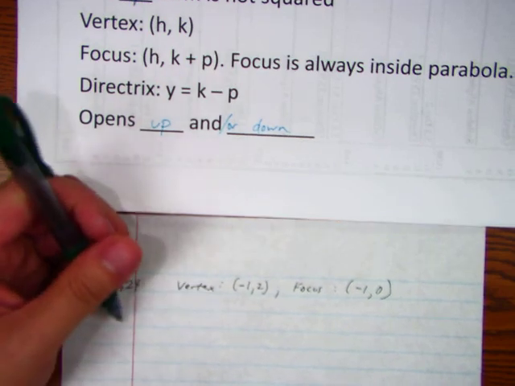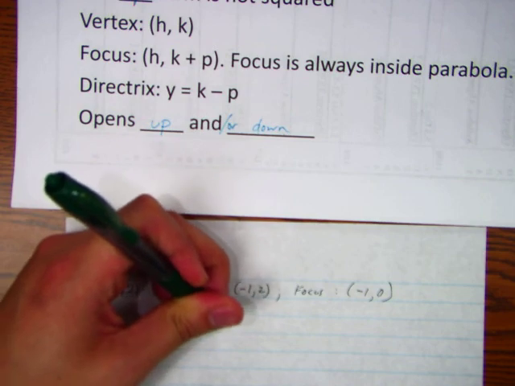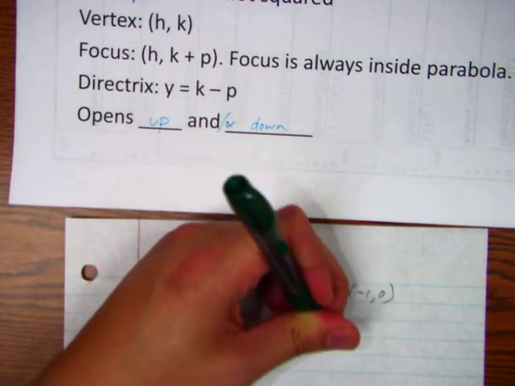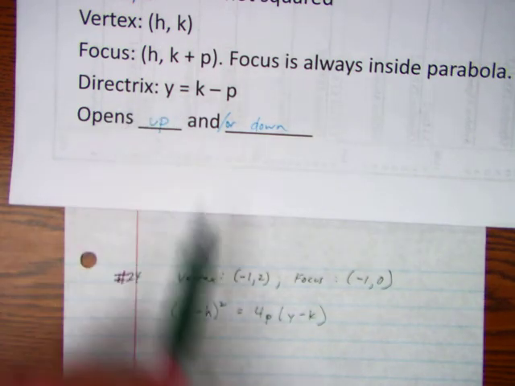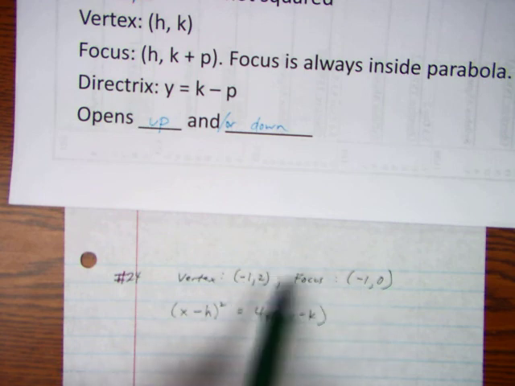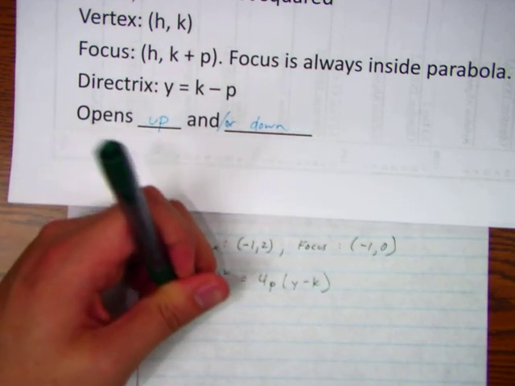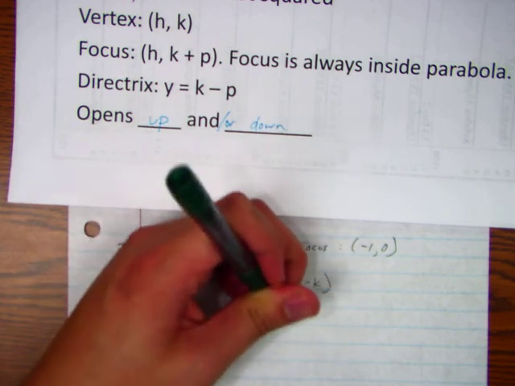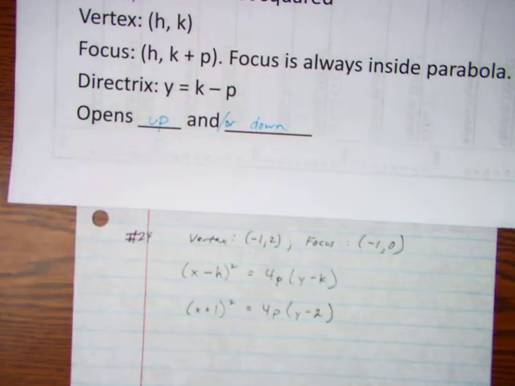My standard equation is (x minus h) squared equals 4p times (y minus k). I know it's that standard equation because the y value changed there. I know what h and k are. That's my vertex. So it's going to be (x plus 1) squared equals 4p times (y minus 2).